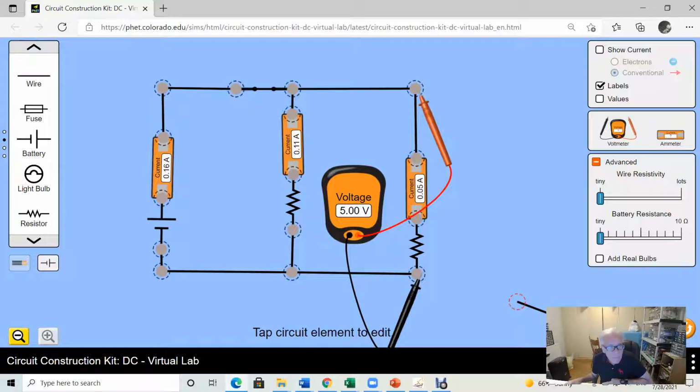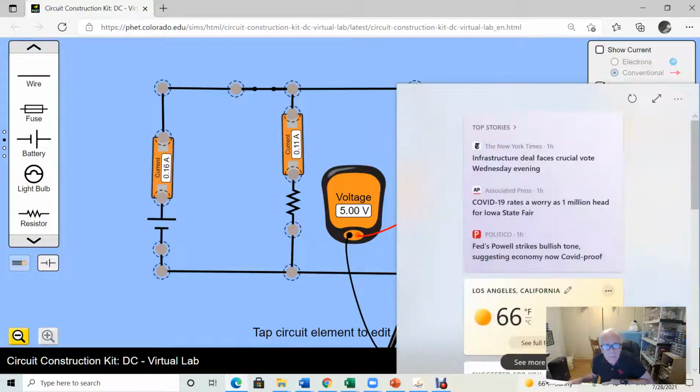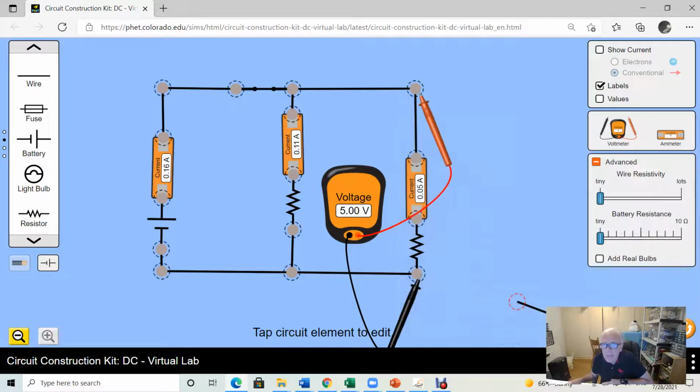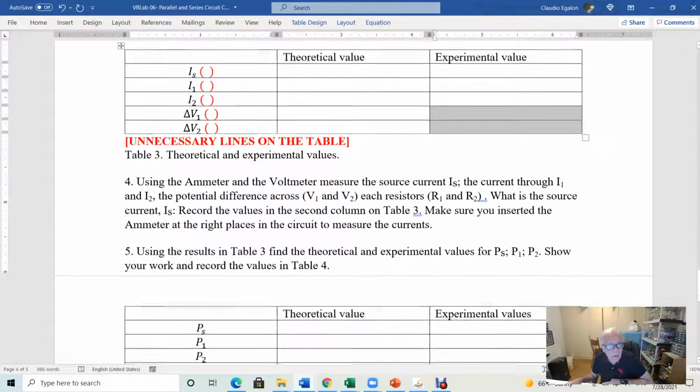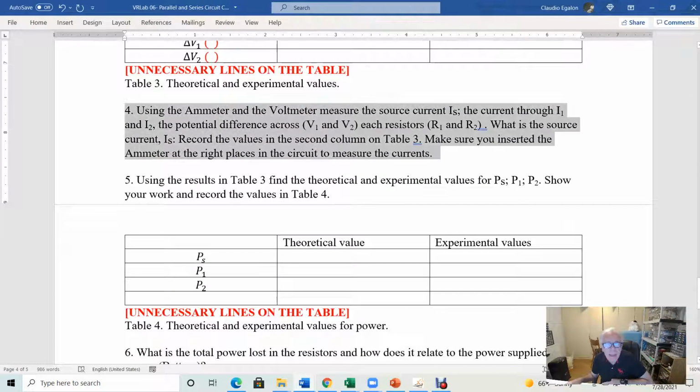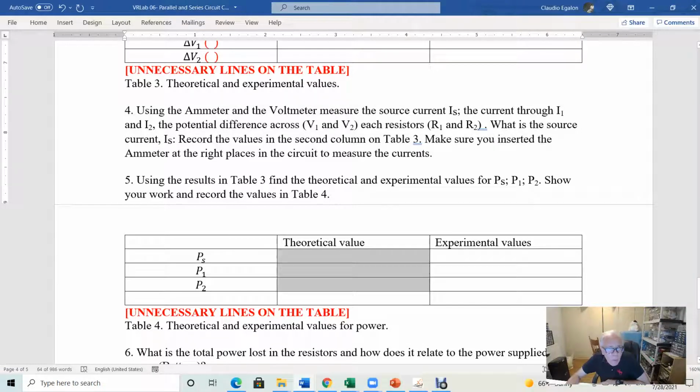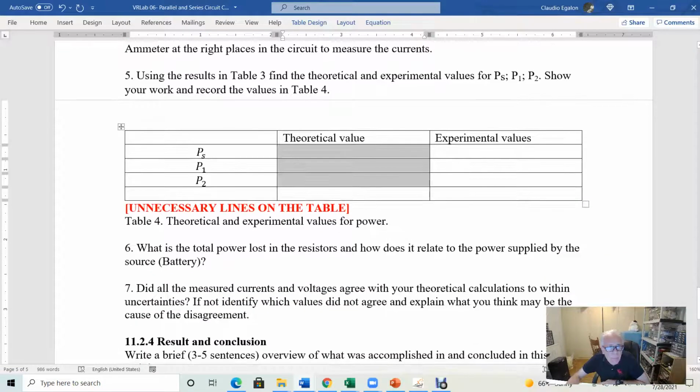Okay. 0.11 plus 0.05 for the current is equal to 0.16. Currents, they add up. Using the ammeter, we did that. And then you go ahead and calculate the power provided by the battery: VI for the battery, RI squared for the resistors.